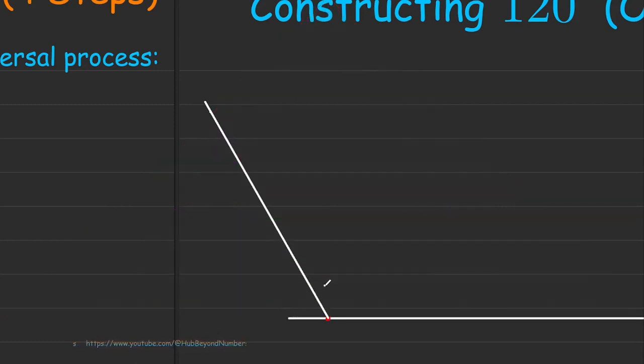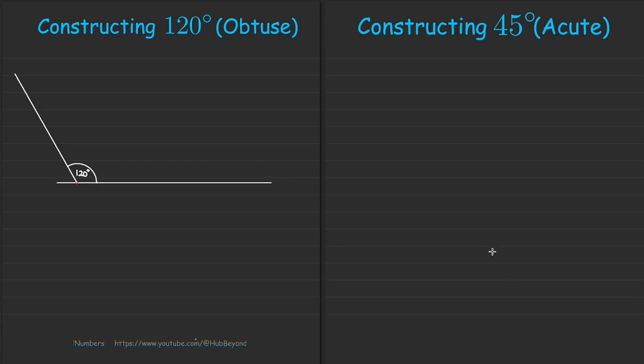After which you can simply draw a nice arc over here. Then it indicates that it is 120 degrees. Very, very simple. So we'll try the last one, which is a 45-degree angle, also with a protractor. You can pause and try it on your own, then you come back so we do it together.